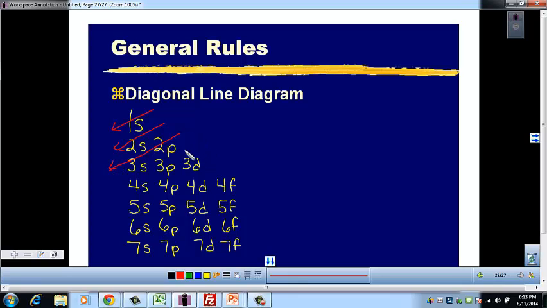and then the next one goes through 3p and 4s, then the next one goes through 3d, 4p, and 5s, and then the next one goes through 4d, 5p, and 6s, and then the next one goes through 4f, 5d, 6p, and 7s. The next one goes through 5f, 6d, and 7p, and that's really as far as we need to go.